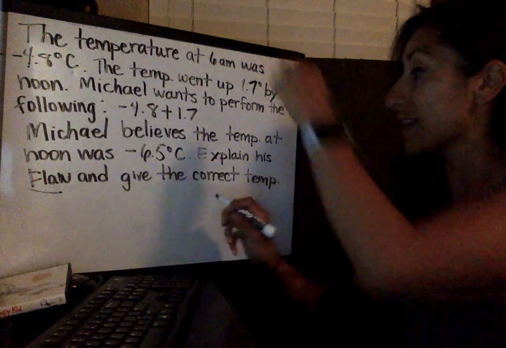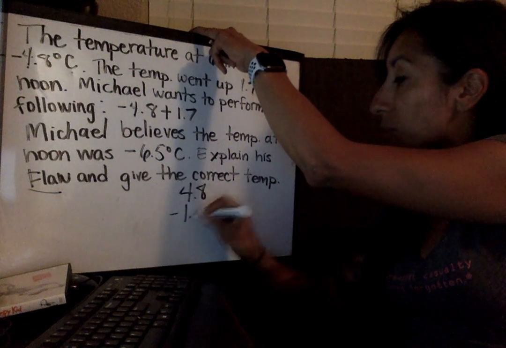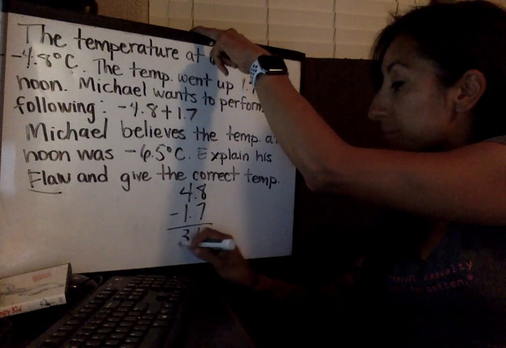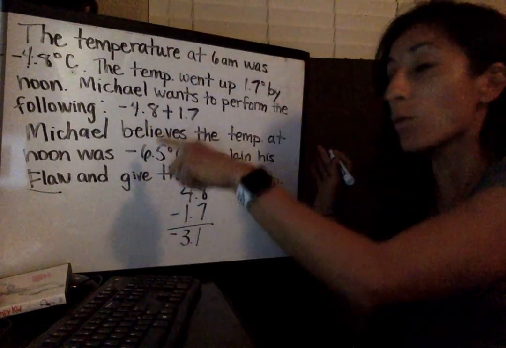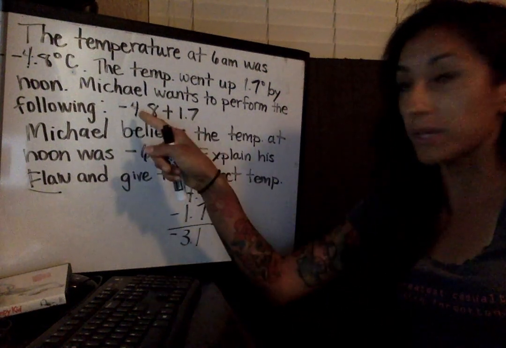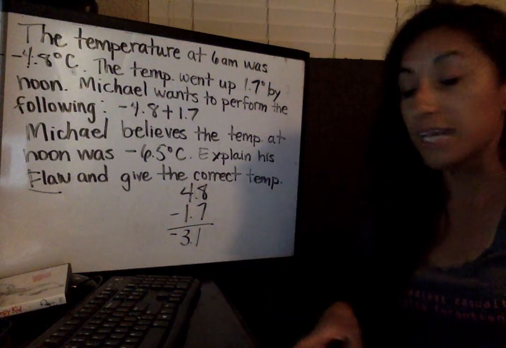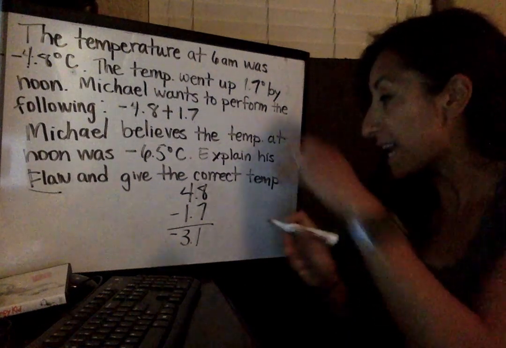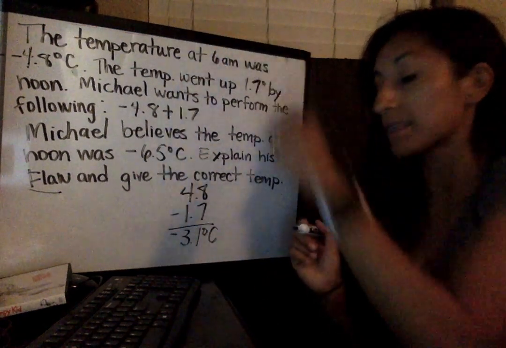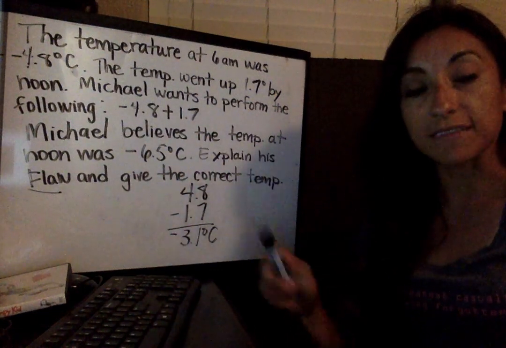So if I take 4.8 and I subtract 1.7, 8 minus 7 is 1, 4 minus 1 is 3. And since the 4 is the bigger number, or it has the higher absolute value, you would keep the negative sign. So then your answer is negative 3.1. So the correct temperature at noon is negative 3.1 degrees Celsius. The flaw was he made the mistake and he added both numbers instead of subtracting.